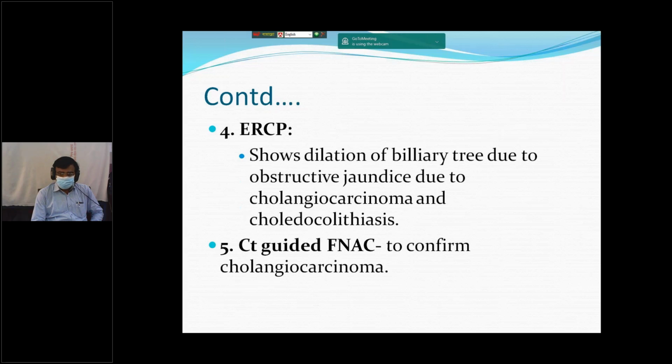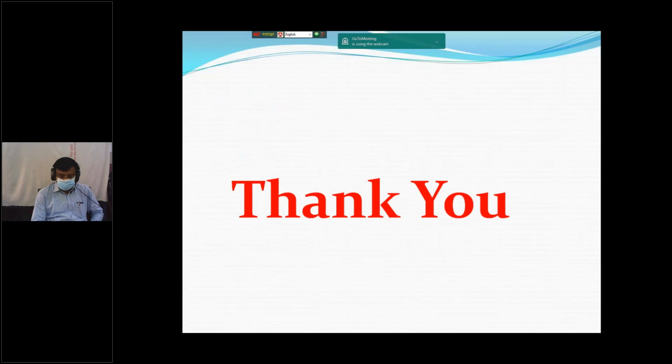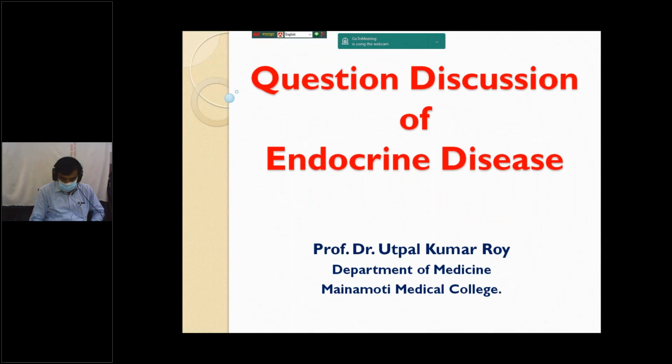ERCP shows dilatation of the biliary tree due to obstructive jaundice due to cholangiocarcinoma and cholelithiasis. And CT guided FNA to confirm diagnosis of cholangiocarcinoma. So this is regarding the question over the GIT system and liver disease. And now we'll discuss some questions.